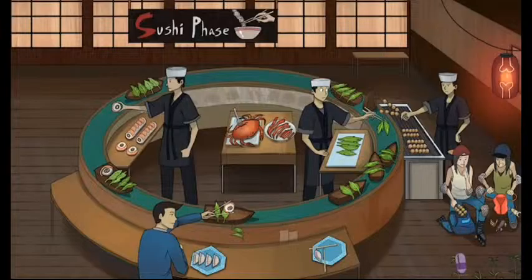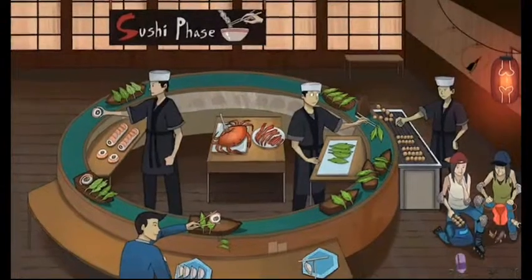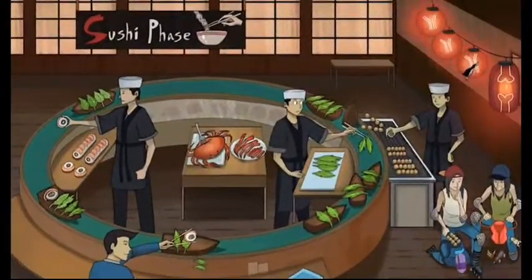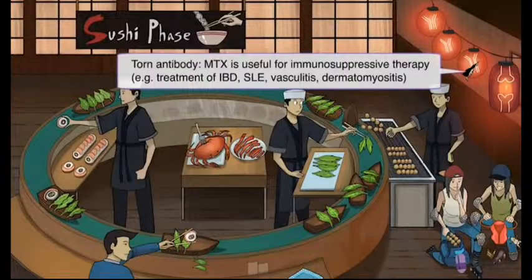It doesn't stop there, though, because methotrexate's immunomodulatory effects are useful in the management of numerous other chronic inflammatory and autoimmune disorders such as IBD, lupus, vasculitis, and dermatomyositis. So we've included a few antibody-evoking lanterns as well, torn in order to highlight methotrexate's ability to suppress the immune system. All right, let's talk side effects.